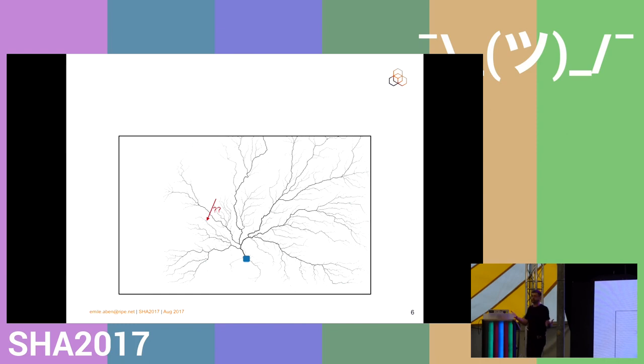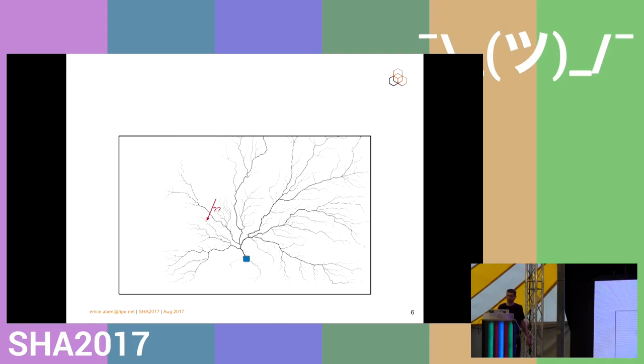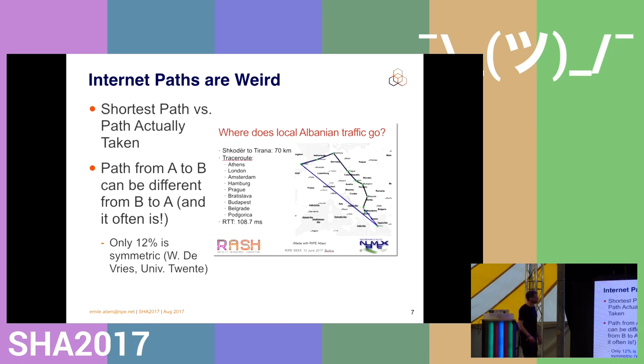So if you want to do traceroutes as a measurement thing, but want to measure all of the internet, your one box and traceroute won't do it. So what do you do? The other thing is that internet paths are weird. This is not like your regular car traffic system, where with a car you typically take the shortest path. But in the internet, these could be wildly inaccurate. For instance, a friend of mine is trying to establish an internet exchange point in Albania. And he actually measured from two points in Albania. He measured this weird path.